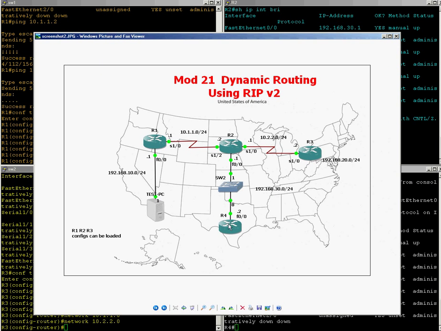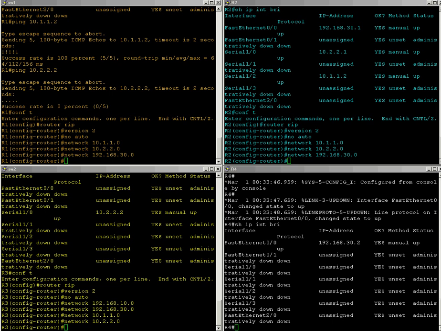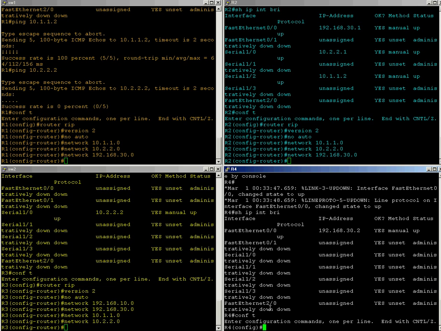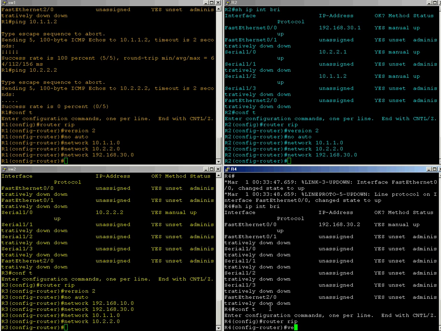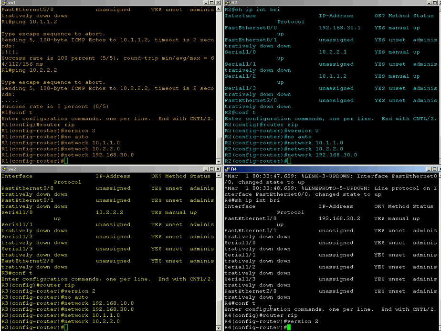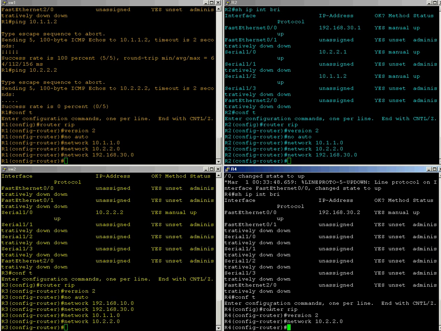Now lastly, down here in Texas, R4 needs to learn about the networks which would communicate through R2. Heading out towards the west, it would communicate with R1, and heading out towards the east, it would communicate with R3. So I got to set that up as well. All right, so we're going to learn about the Dakota one, the 10.2. We're going to learn about the one on the West Coast.